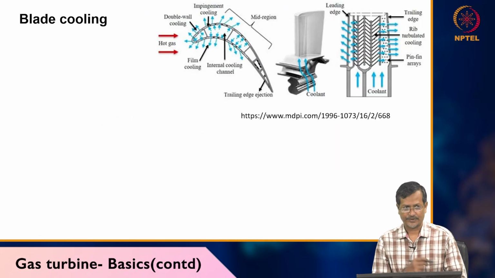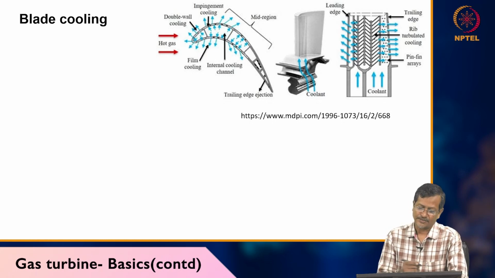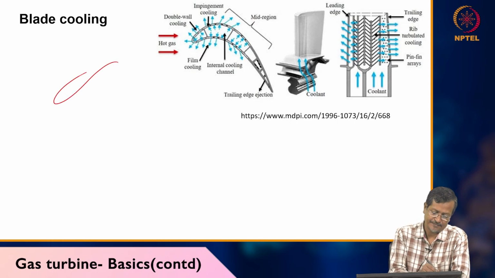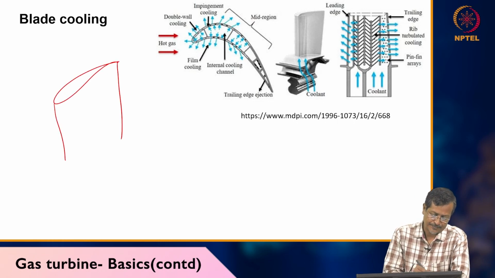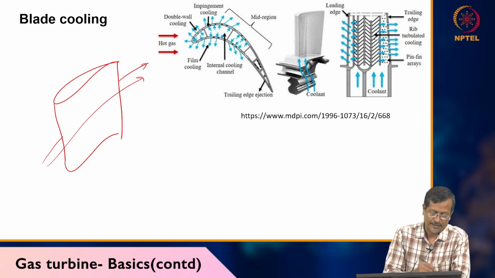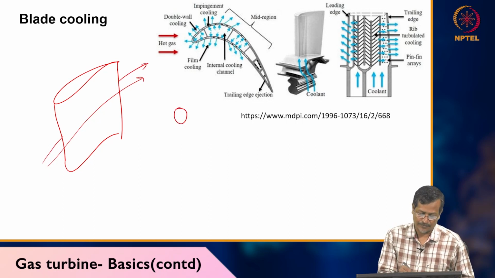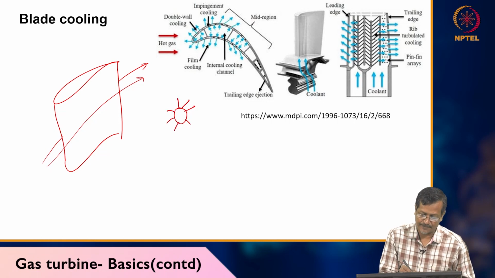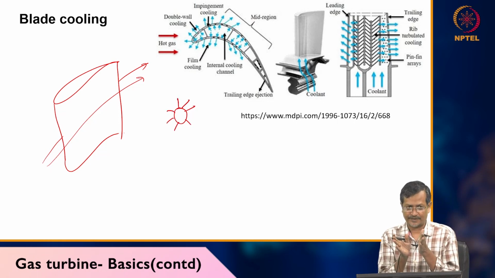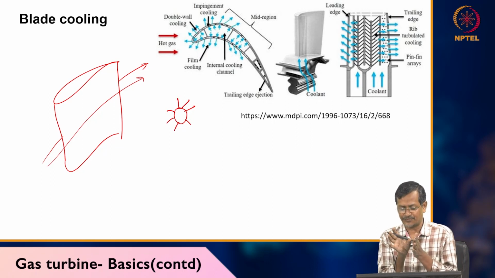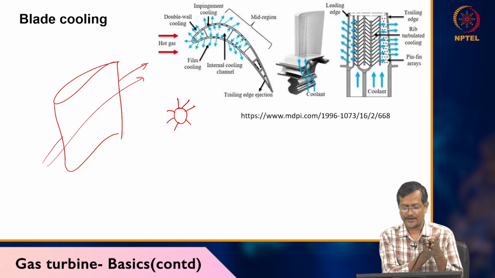Turbine blade cooling. Because the turbine blade is facing very high temperature, the turbine blade must be cooled also. So how are you cooling? You have one blade. I'm drawing one blade here, let's assume this one blade, and fluid will be going through the passage. Passage means the space between the blades. The passage will have a very high temperature, and that high temperature fluid is touching the blade surface. Now how to reduce the surface temperature, especially surface temperature, is very important.